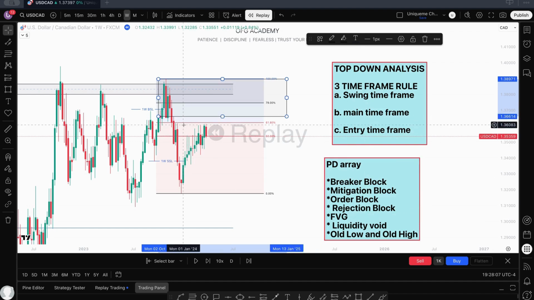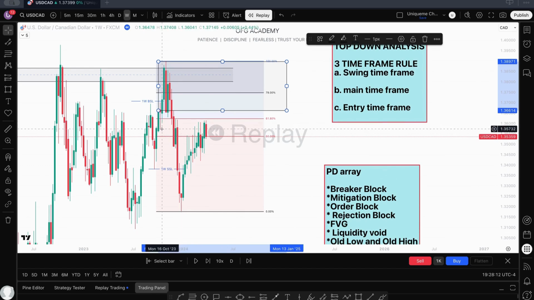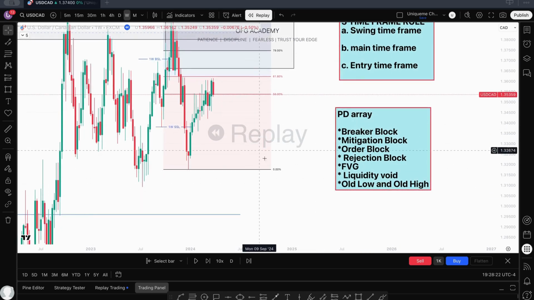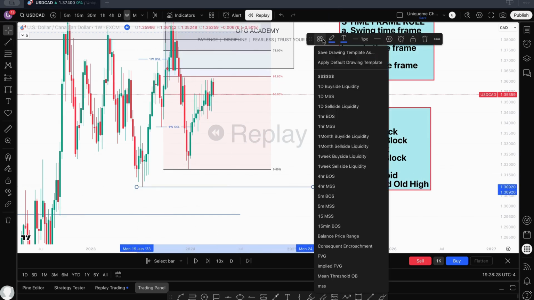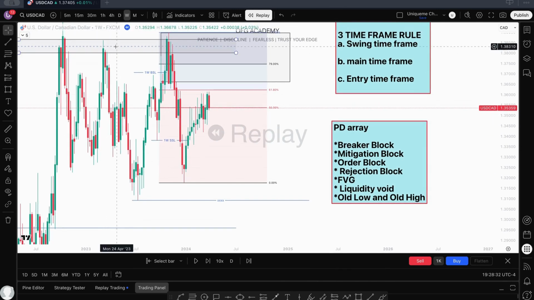Is there a liquidity void? No. Is there a fair value gap? There is no fair value gap around, but above 50%, no fair value gap, but it's close to our optimum trade entry area though. Is there a liquidity void? No. Is there an old low or old high? Well, I have here these old lows that are here, and I have an old low here as liquidity also too. So what will I do?